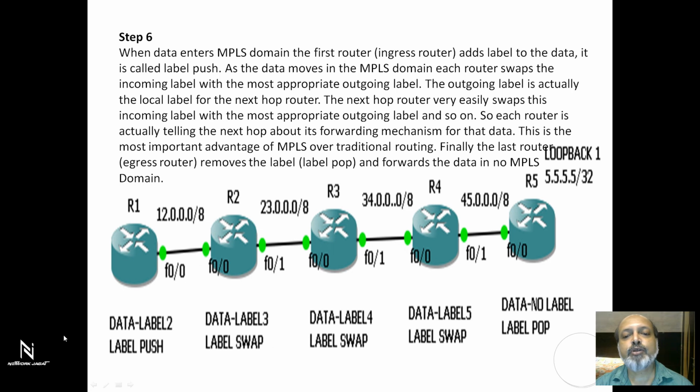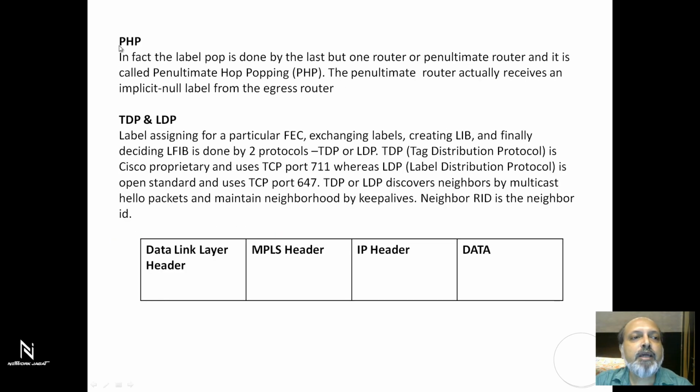And in this entire process, we have understood that the previous hop router is actually helping out the next hop router as to how to forward the packet. Understood? Now PHP. The full form is penultimate hop popping. In fact, the label pop is done by the last but one router or penultimate router, and it is called penultimate hop popping. The penultimate router actually receives an implicit null label from the egress router.